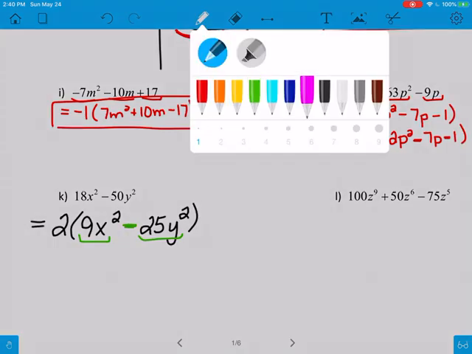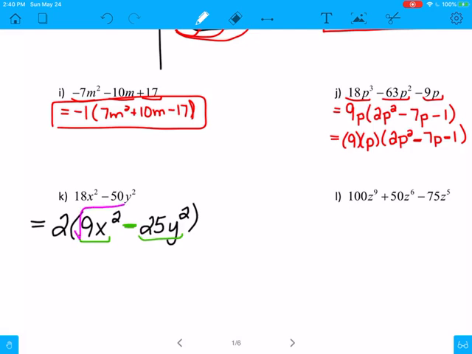Well, if I take the square root of 9x squared, I get 3x. I don't get a decimal. If I take the square root of 25y squared, I get 5y. I don't get a decimal. And I have a difference sign in between. So when I take the square root of the two terms, it has to be two terms, and I don't get a decimal, and there's a subtraction sign in between, it's a difference of squares.